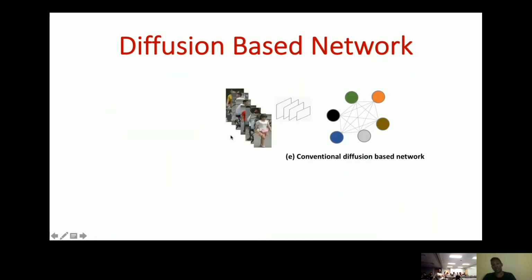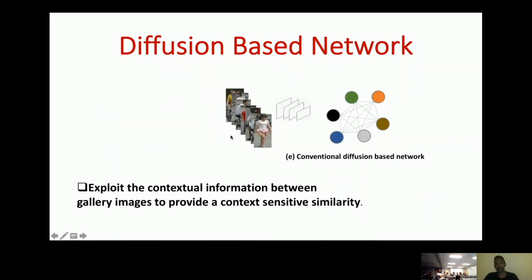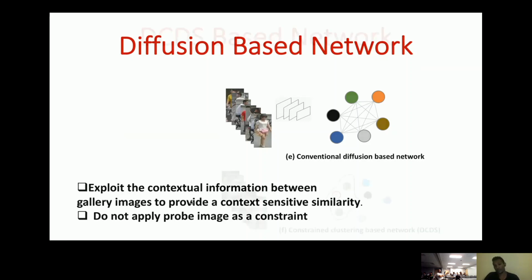By doing so, this method is able to exploit or leverage the contextual information between the gallery images and provide context-sensitive similarity. However, the problem of this method is that they do not apply the diffusion process by considering the query image as the main point of the similarity diffusion, or the similarity diffusion is not query specific. Because of this, the learning process is not effective enough.